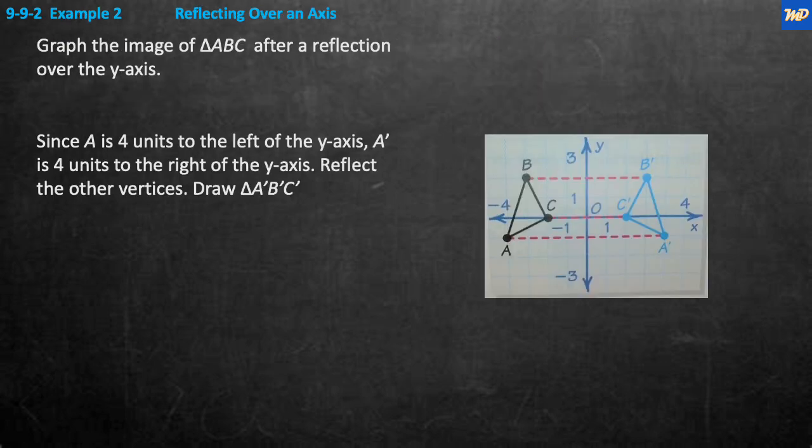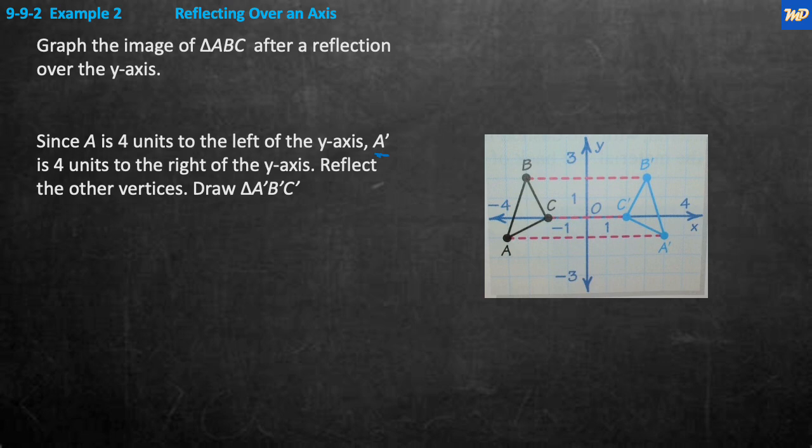Okay, example 2, reflecting over an axis. So it's going to be either over the x or the y axis. It says, graph the image of triangle ABC after a reflection over the y-axis. Since A is 4 units to the left of the y-axis, A prime, right here, is 4 units to the right of the y-axis. Reflect the other vertices, A prime, B prime, and C prime.